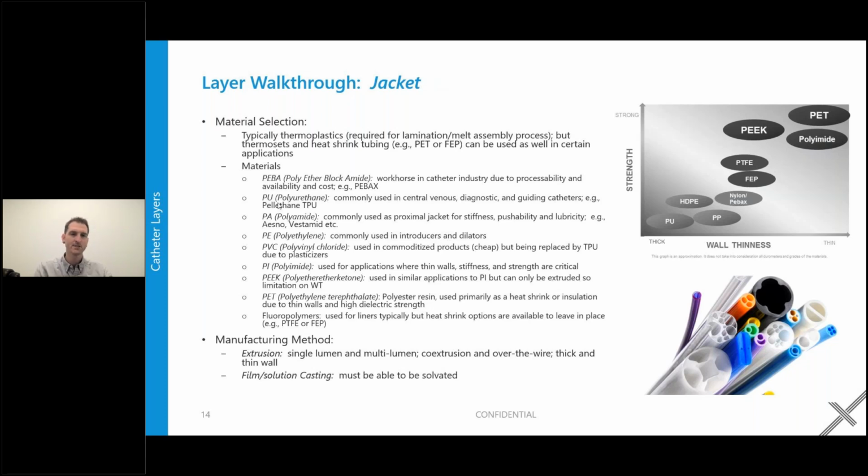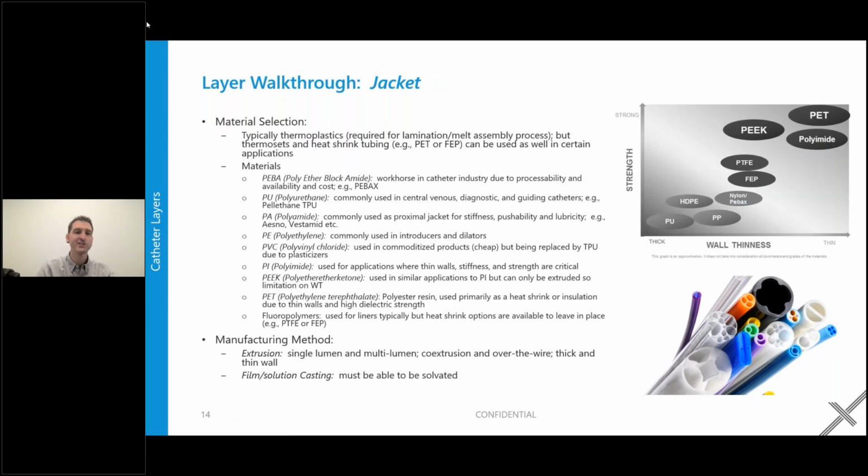Generally speaking, when we're talking about these jackets, it's thermoplastics, but there's some applications where we might use a heat shrink, a PET or an FEP or something like that, or even a PTFE heat shrink or a polyolefin heat shrink as an outer jacket layer. Those are specific applications. It's not the most common. Most commonly, we're talking about using thermoplastics where we're filling in the structure around our braid and coil, and we're doing a melt reflow process or a deposition dip cast type process.